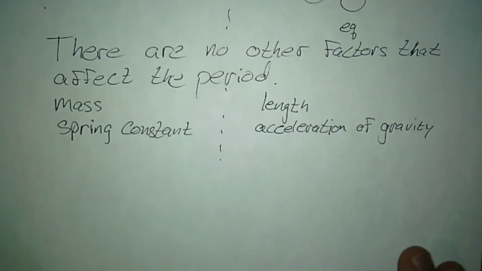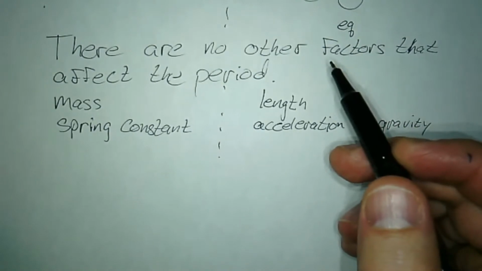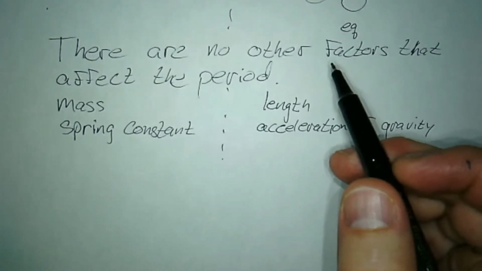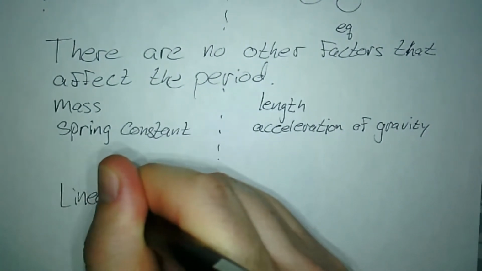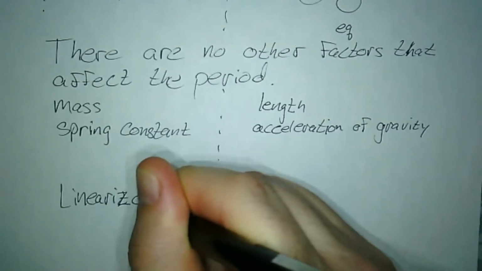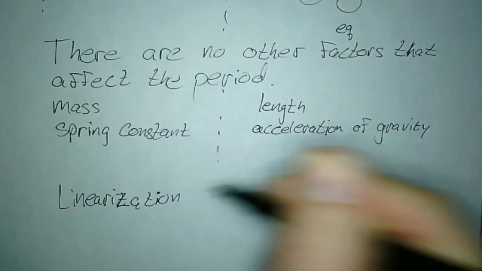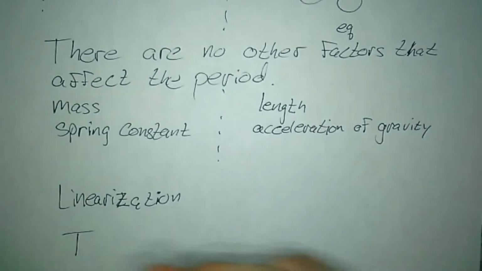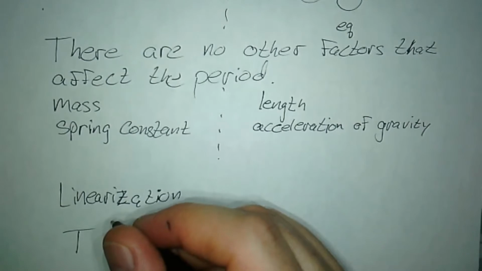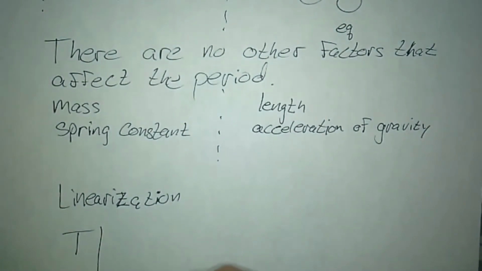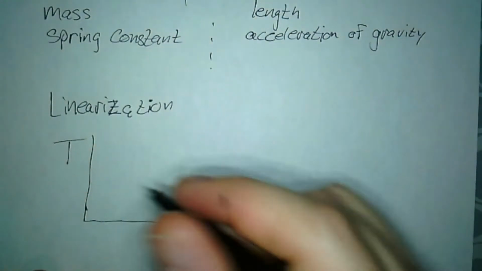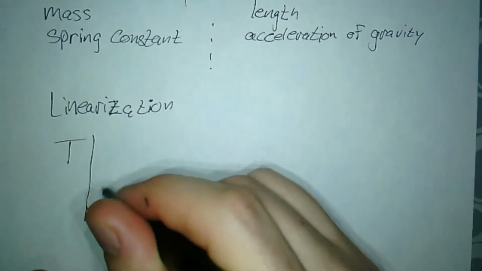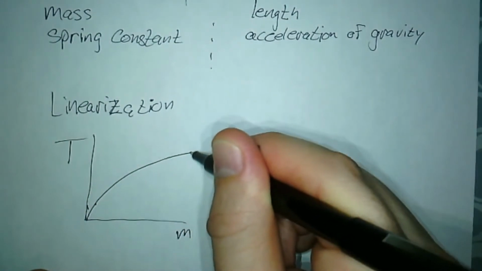So if you wanted to graph period versus position or something, or period versus spring constant, you'll often see how to linearize these graphs. So let's do period versus mass. If I graph T versus m, you're going to get a graph that looks something like this, right? A square root graph.